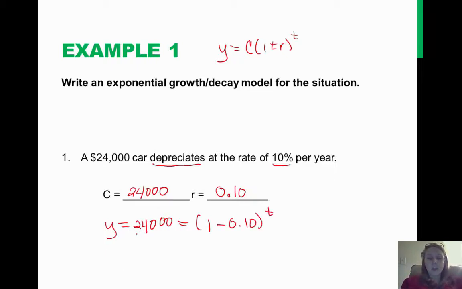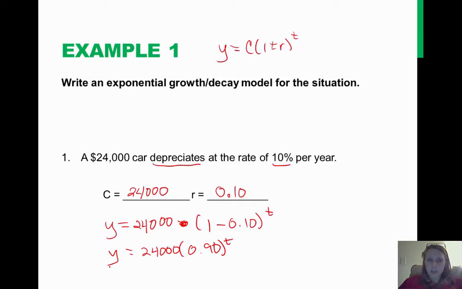And then if I simplify this, this will be 24,000. I'm sorry, this shouldn't have been an equals. This should be a multiply here. 0.90 to the t power. So that is what our equation looks like.